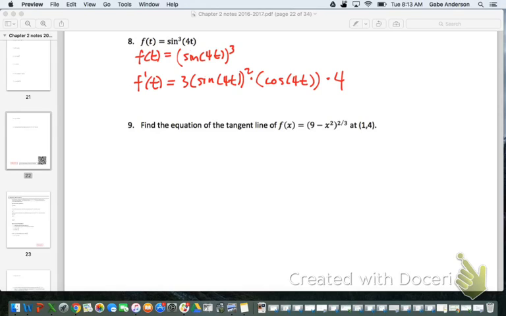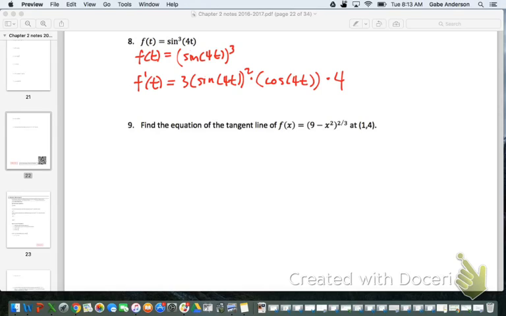Number 9 says, find the equation of the tangent line of f of x equals 9 minus x squared to the 2/3 at the point 1, 4. I hope this is becoming a more familiar question. We've done this maybe in class, I want to say 3 or 4 times. I think we did it on our quiz at least twice. Finding the equation of the tangent line.